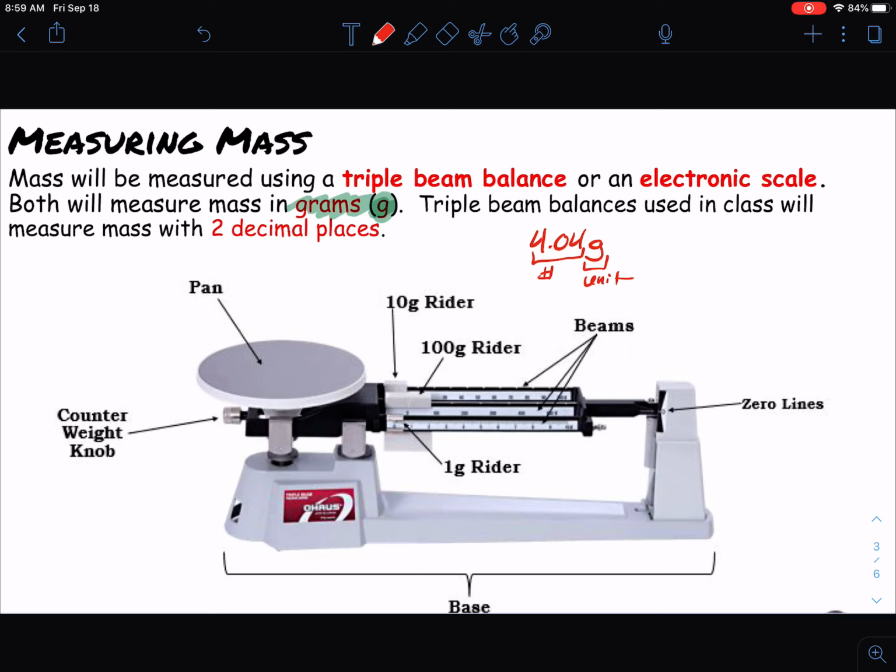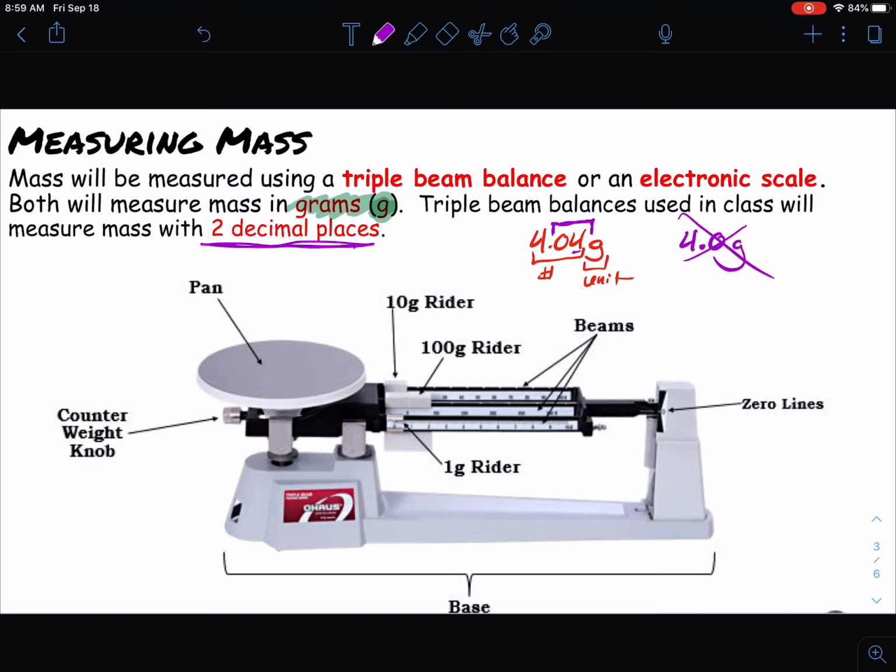The other thing you have to make sure that you have is your answer must have 2 decimal places. All the triple beam balances and almost all the scales that you'll use in this class measure 2 decimal places. So your answer's got to have 2 decimal places. An answer of 4.0 grams, I would take off points because you didn't include the other decimal place. Just so we're clear on that this time.